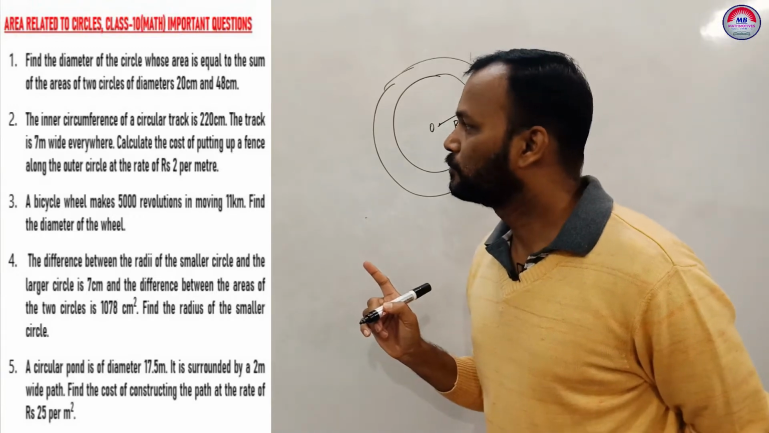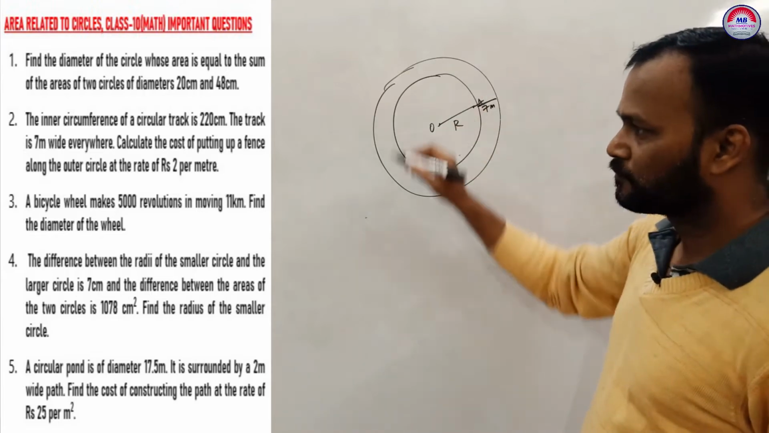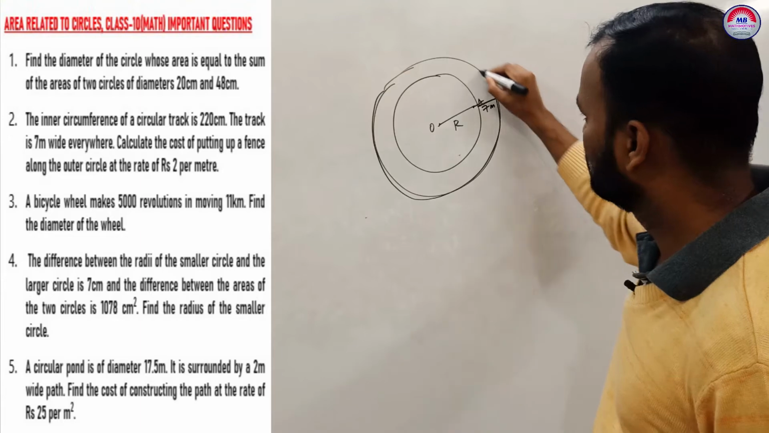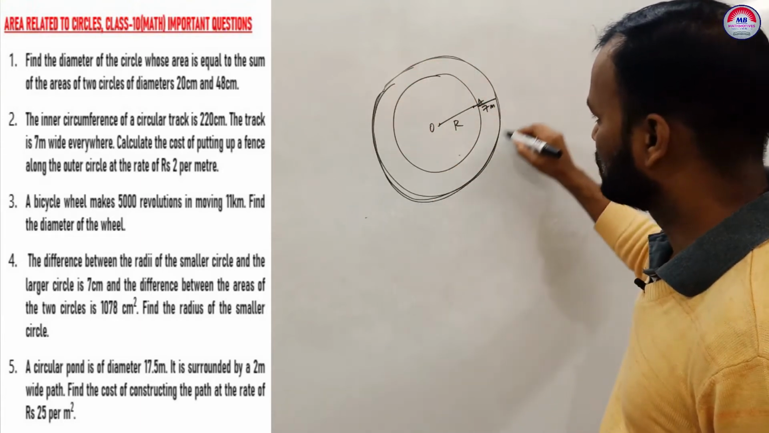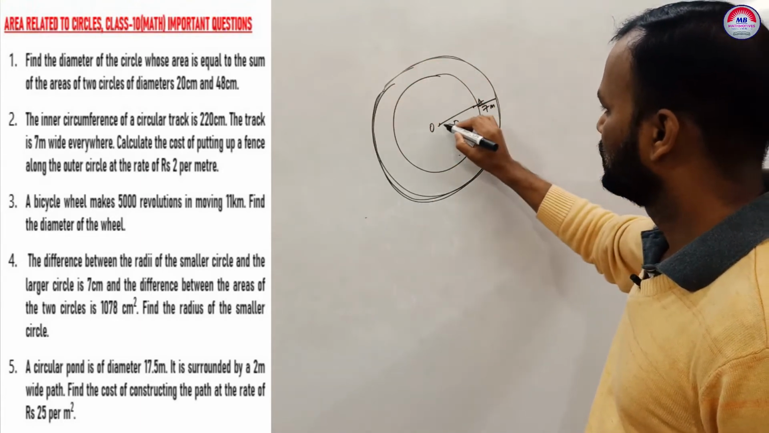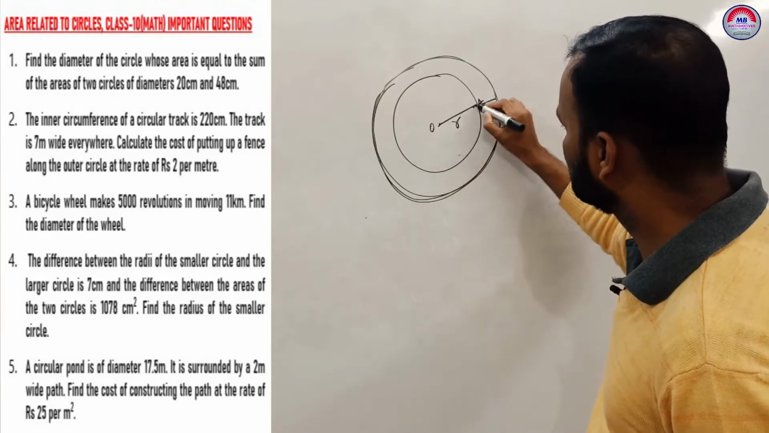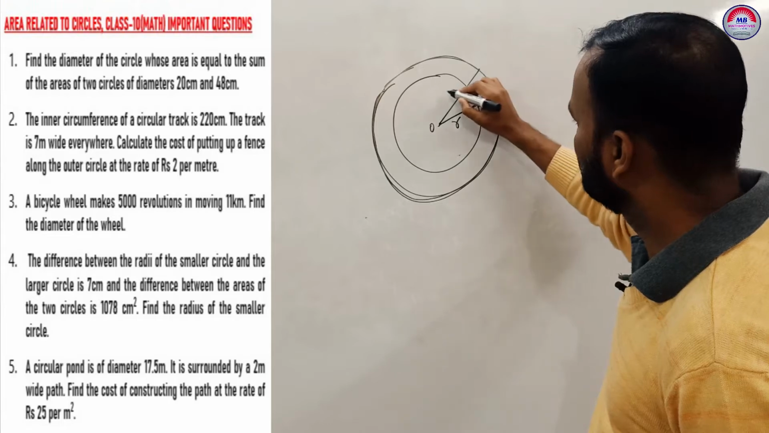Calculate the cost of putting a fence on the outer circle. That means you have to find the circumference of the outer circle. You see, let this radius be smaller r. Take the smaller one. This one will be capital R.